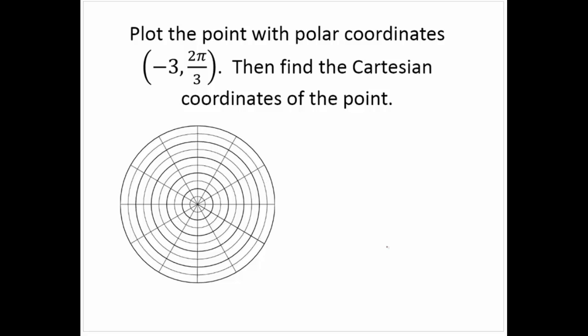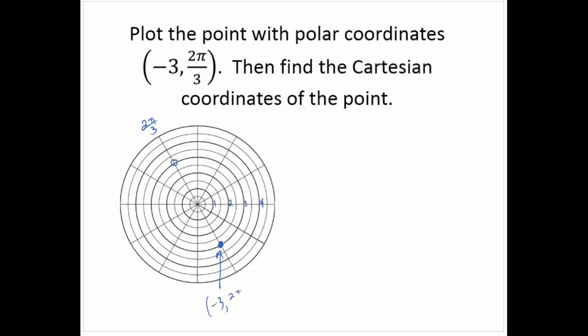Alright, so now let's plot the point with polar coordinates negative 3, 2 pi over 3, and then we'll find the Cartesian coordinates of that point. Alright, so negative 3, 2 pi over 3, well, 2 pi over 3 is this ray, and so then let's use again the scale that 2 circles gives us 1 unit. Alright, so then the point 3, 2 pi over 3, would be here. That's 3, 2 pi over 3, but since it's a negative 3, 2 pi over 3, then we would go to the quadrant opposite.